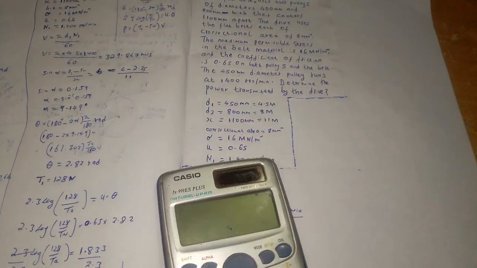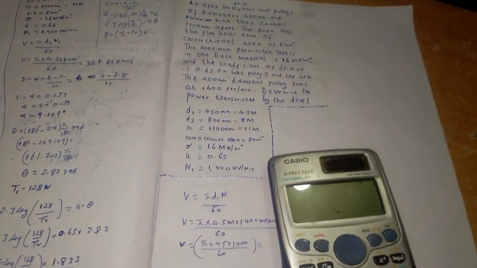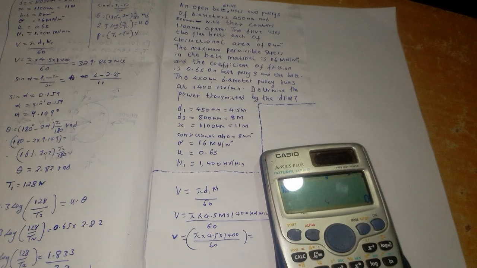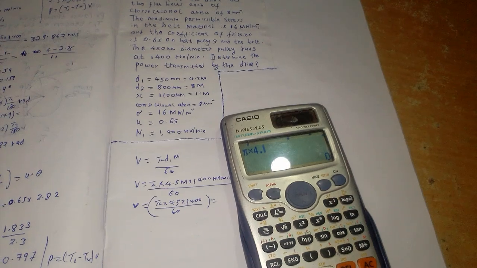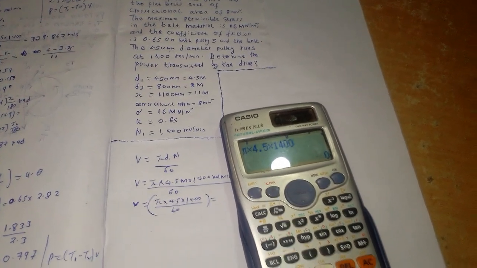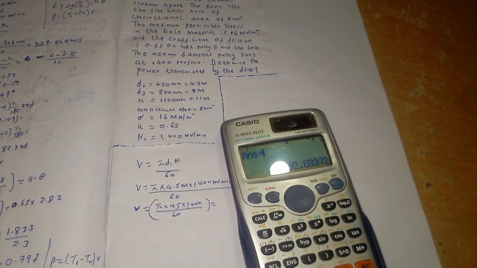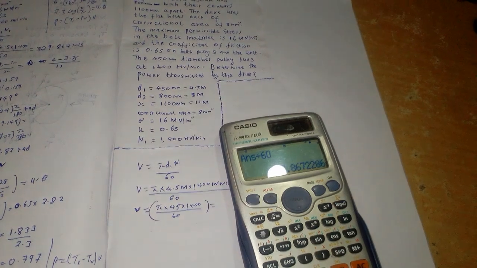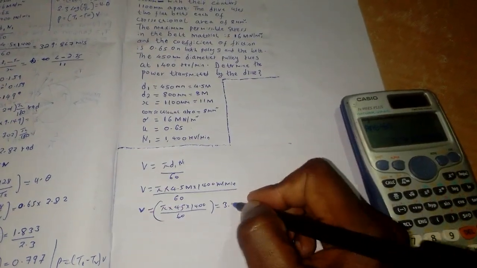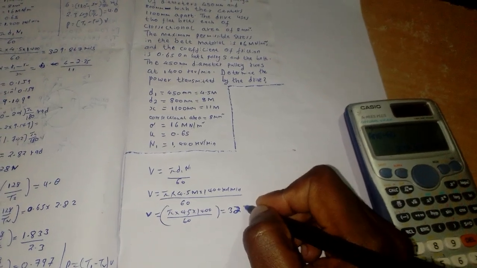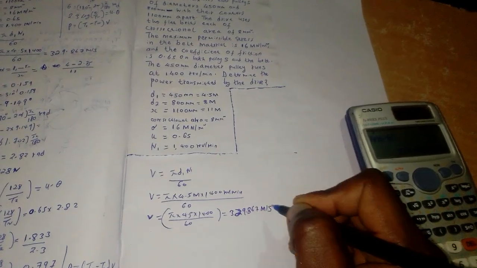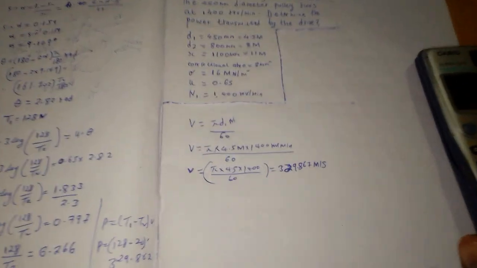Now, pi times 0.45 times 1400, divided by 60, gives 329.867 meters per second. That is the velocity of the belt.